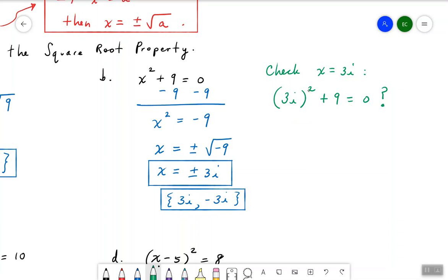So what is 3i quantity squared? Well, we need to square the 3 to make 9, and we need to square the i to make i squared. And then do you remember what i squared is equal to? It's negative 1.